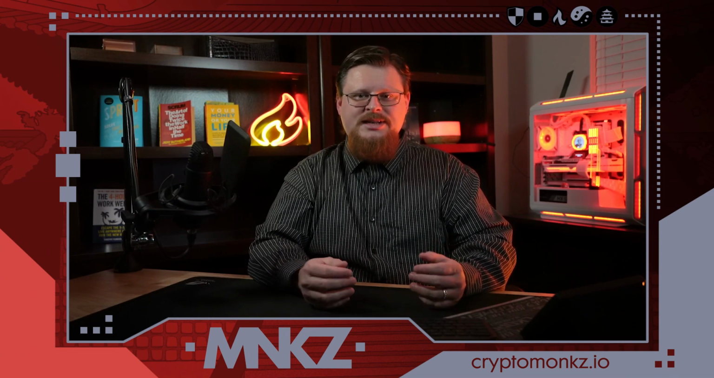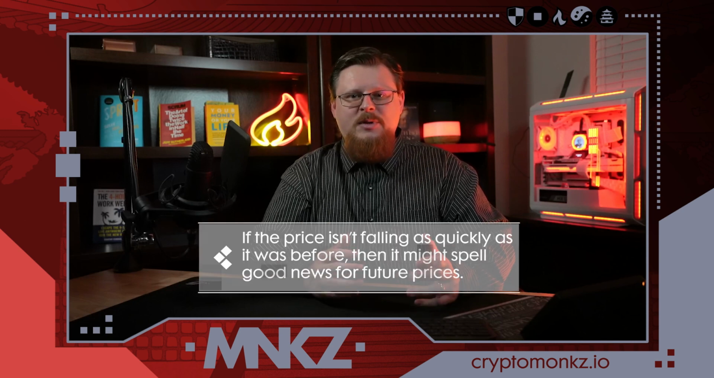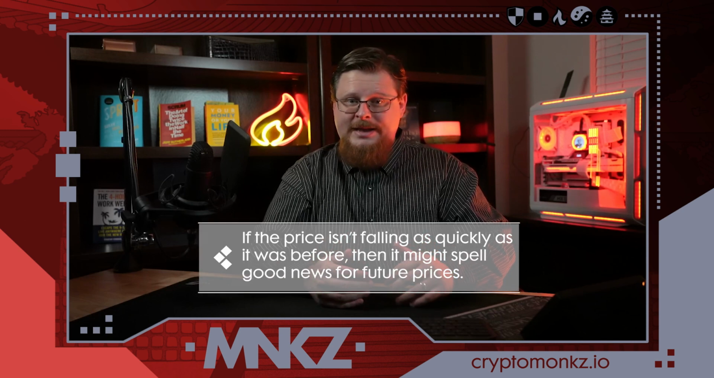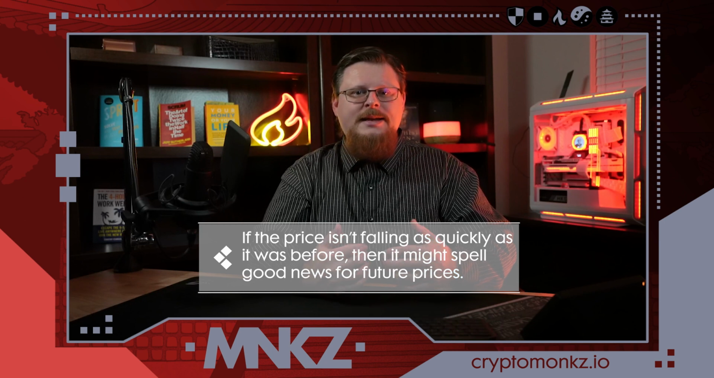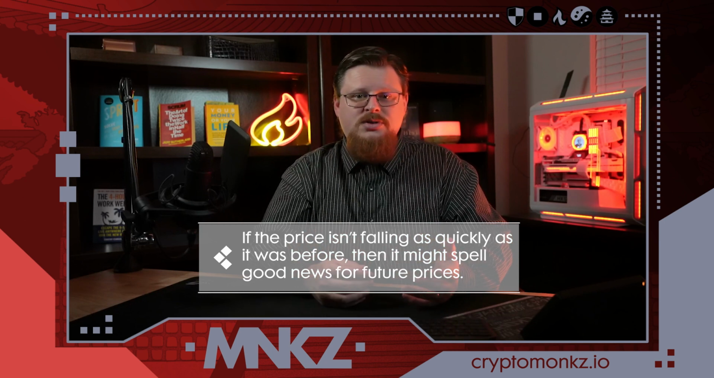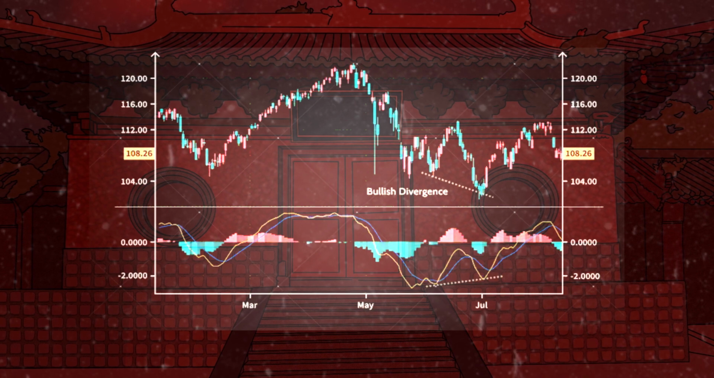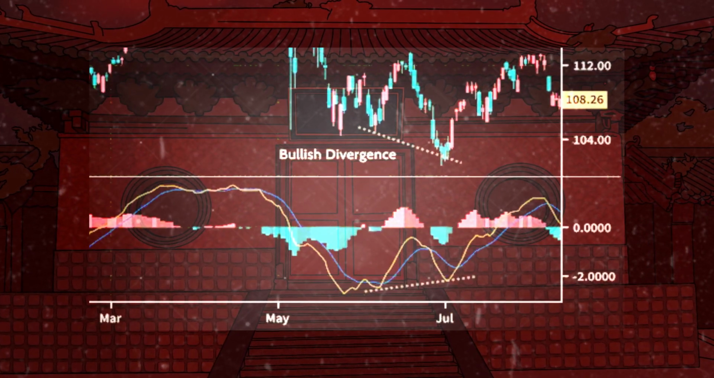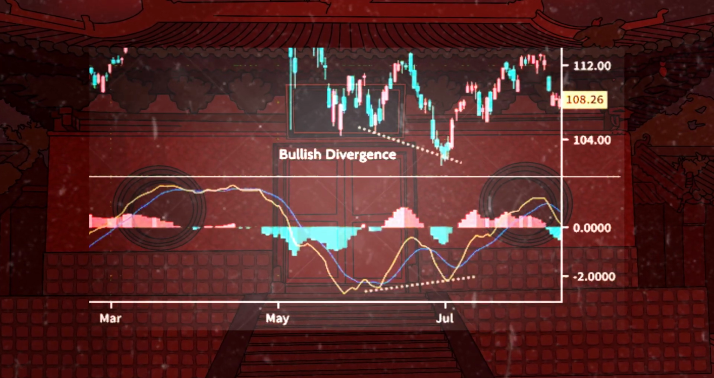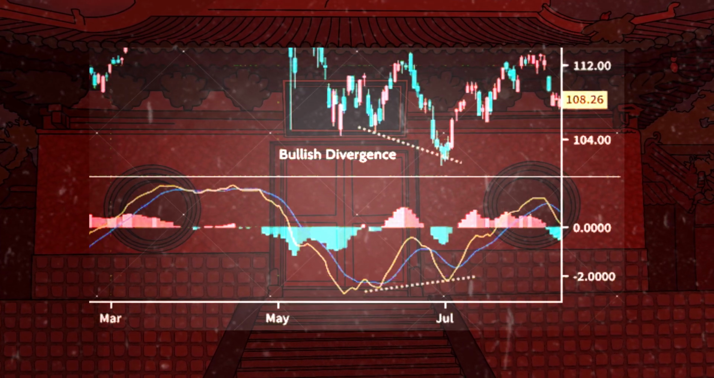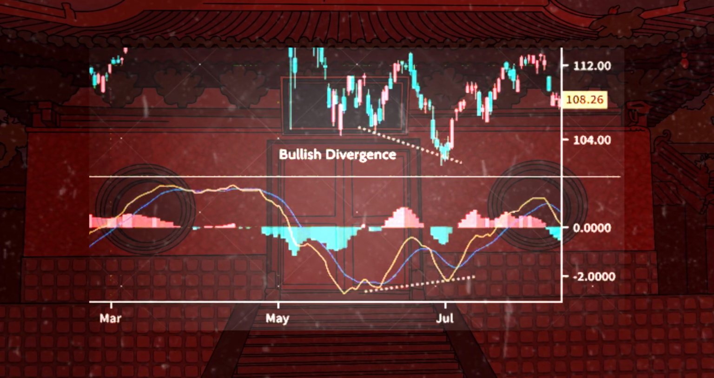An easy way to think of MACD bullish divergence is as a momentum indicator. Simply put, if the price isn't falling as quickly as it was before, then it might spell some good news for future prices. Let's take a quick look at an example in our chart. This shows a lower low on the price chart paired with a higher low on the MACD. This is an example of a bullish MACD divergence signal that could precede a breakout.